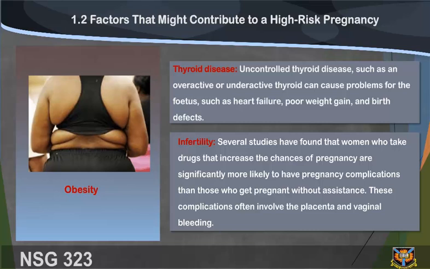Infertility. Several studies have found that women who take drugs that increase the chances of pregnancy are significantly more likely to have pregnancy complications than those who get pregnant without assistance. These complications often involve the placenta and vaginal bleeding.